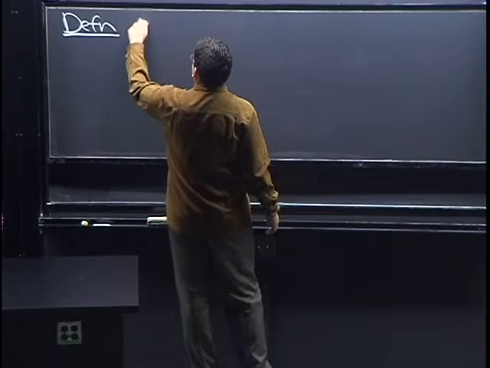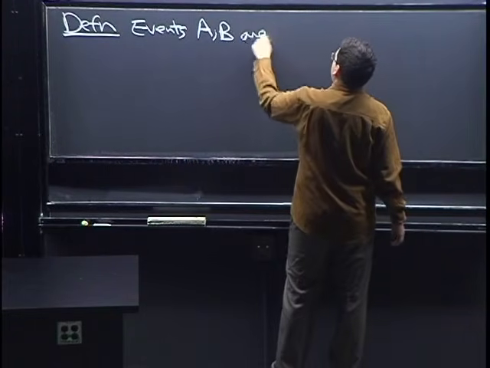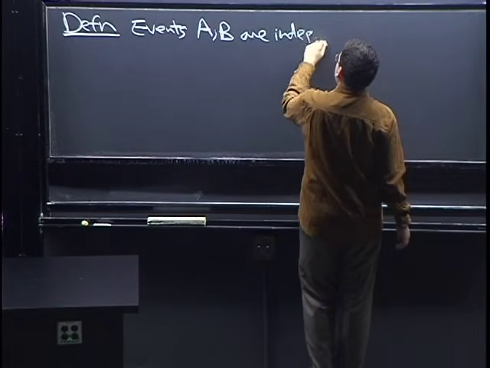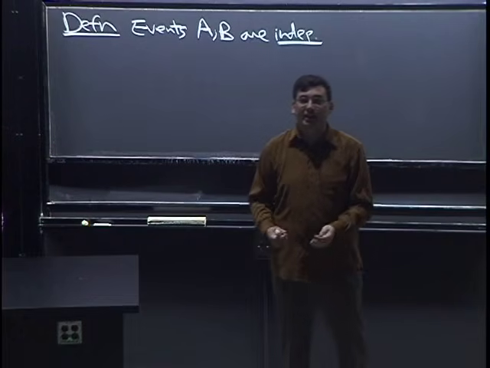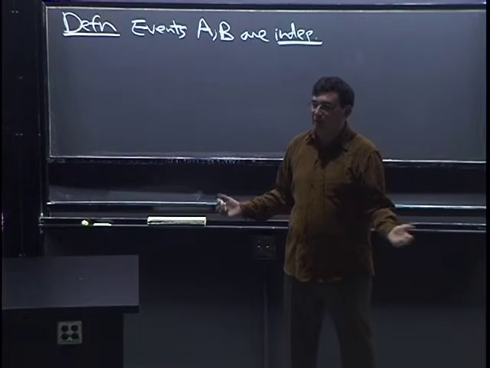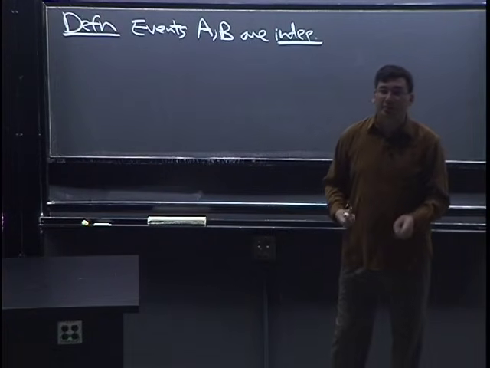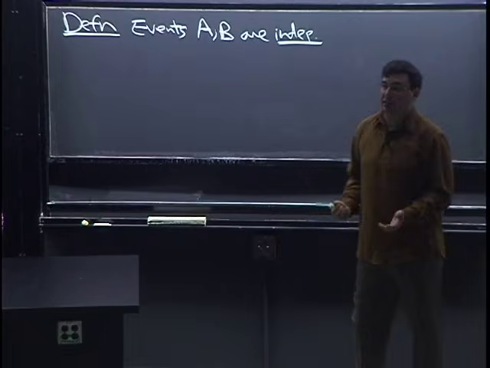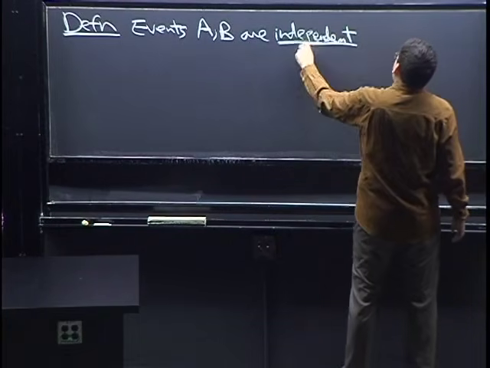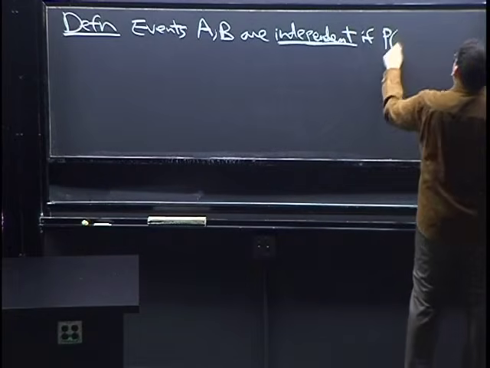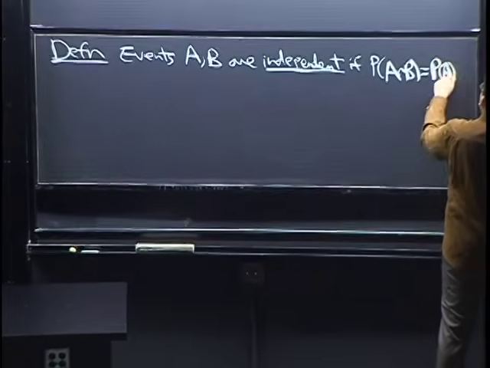So if we have two events, A and B, we say that they're independent. We're assuming that we have a sample space and a probability function P that we're working with. So it's within the context of one experiment and one probability P that satisfies the axioms we've been talking about. Okay, they're independent if, and the definition is just that the probability of A intersect B equals P of A, P of B.